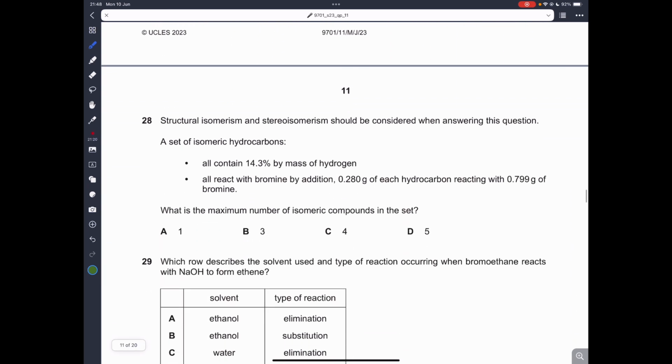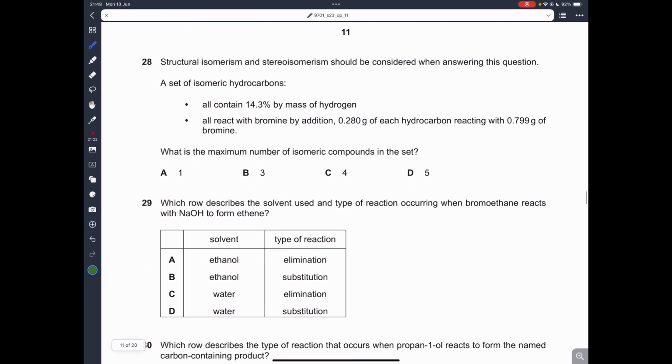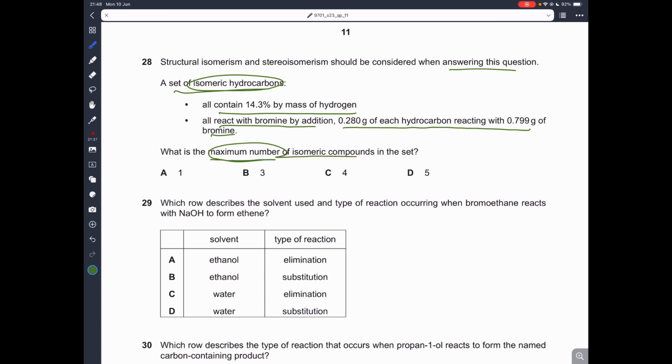Okay. 28. Structural isomerism and stereoisomerism should be considered when answering this question. A set of isomeric hydrocarbons all contain 14.3% by mass of hydrogen, all react with bromine by addition, 0.2 grams of each hydrocarbon reacting. What is the maximum number of isomeric compounds in the set?